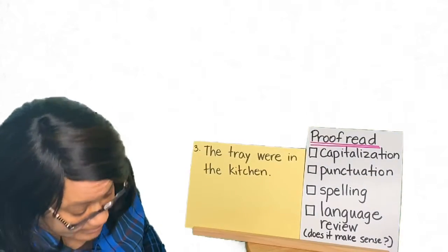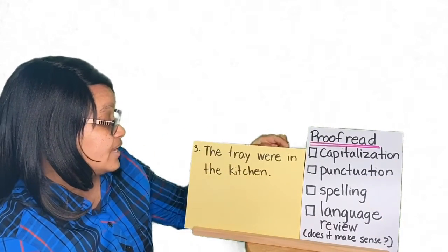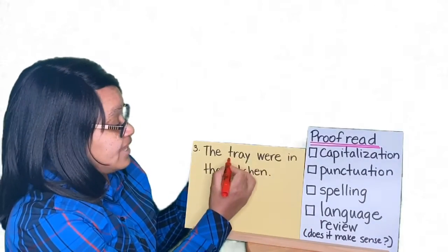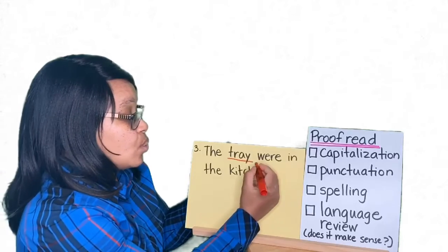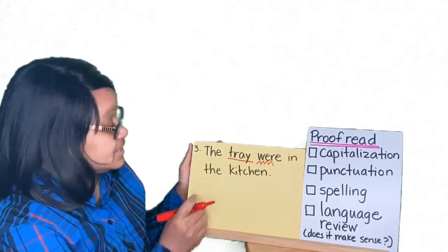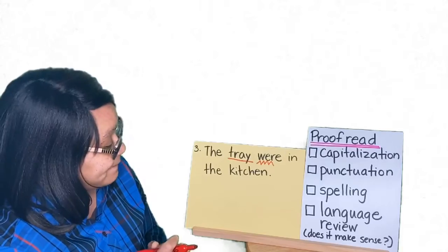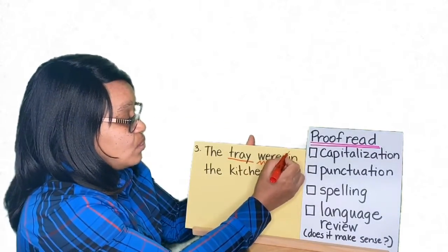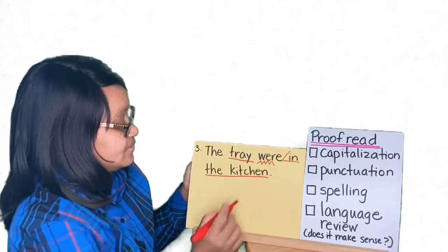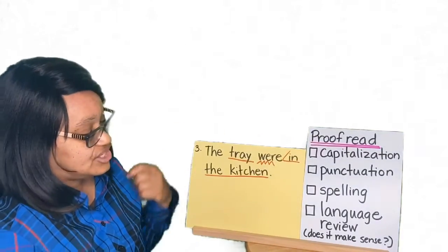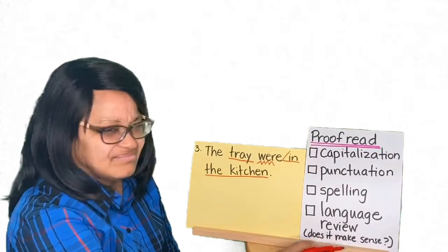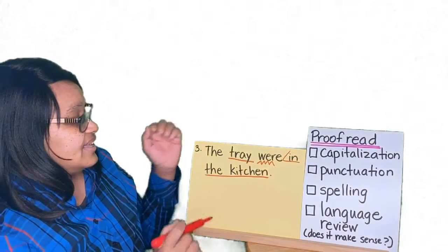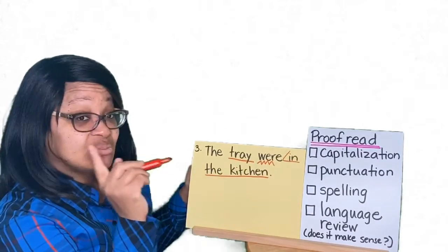Let's try this one. The tray were in the kitchen. Let's focus on our language review. We have tray as our subject. Were was one of those linking verbs that we saw. In the kitchen. So that tells us where. The tray were in the kitchen. Does it make sense? No. The tray were? No. Tray is singular, so that's one.